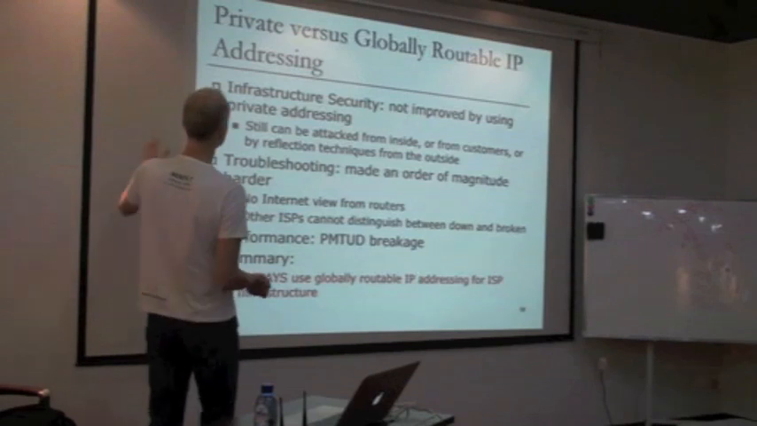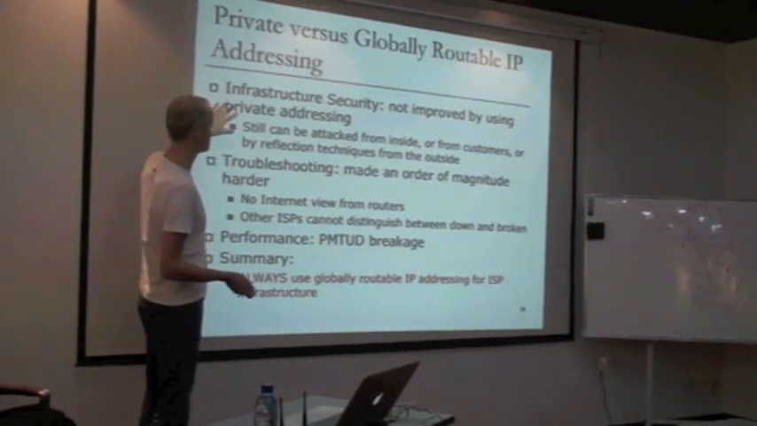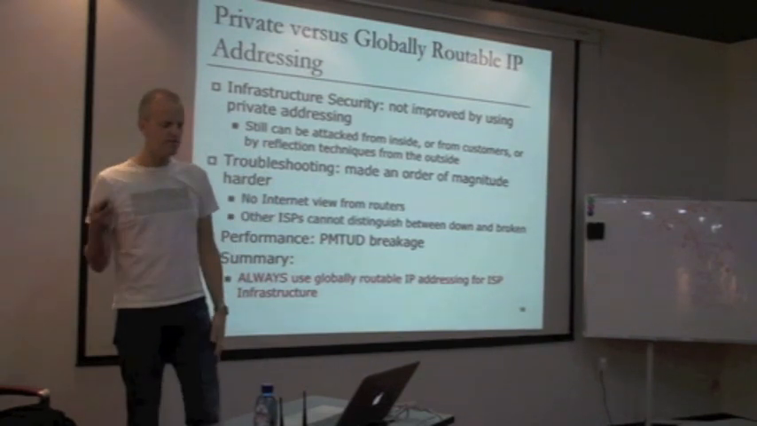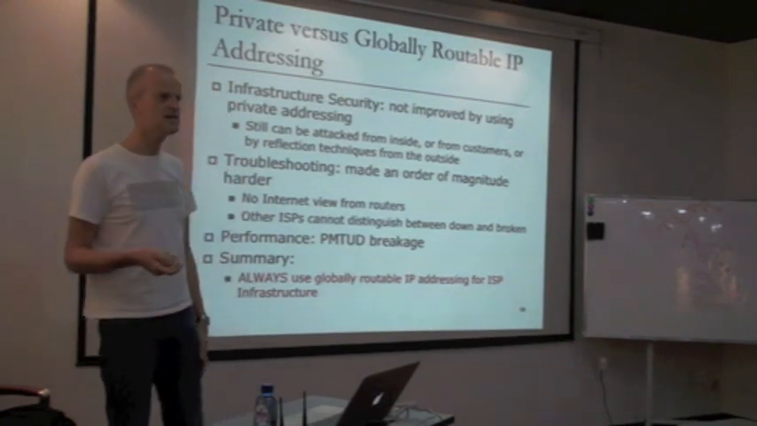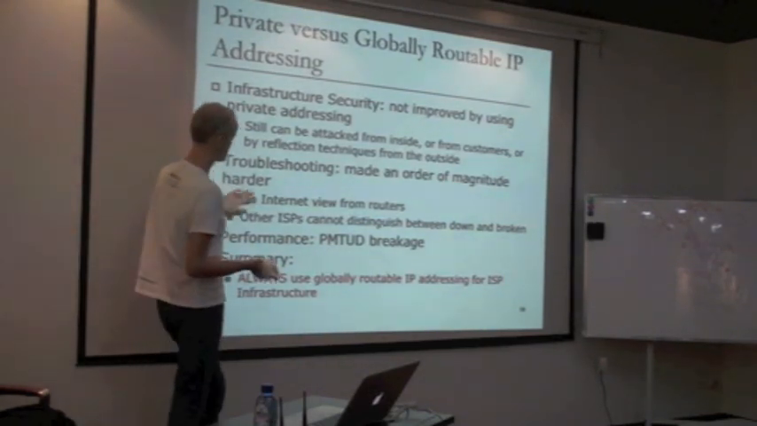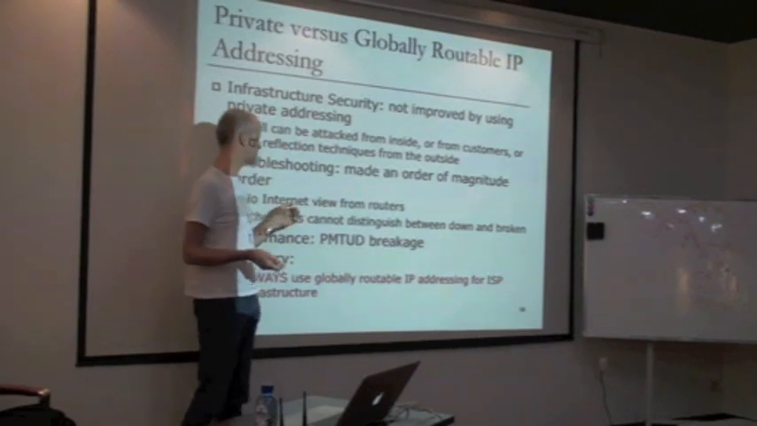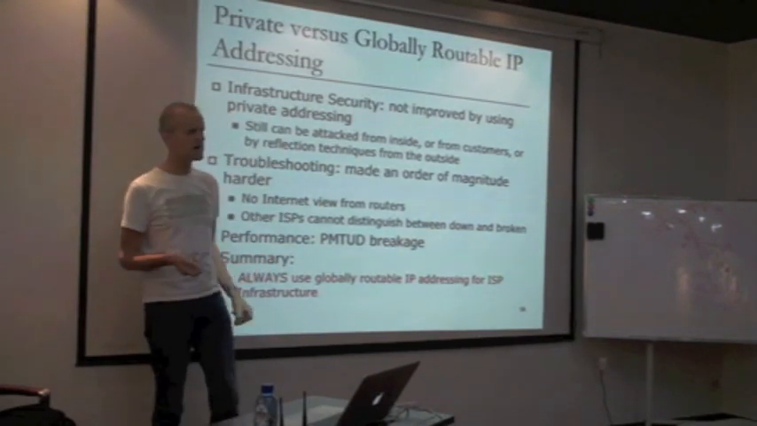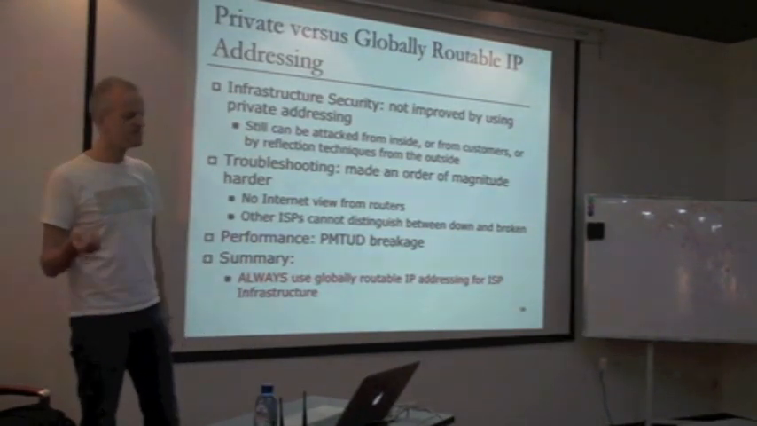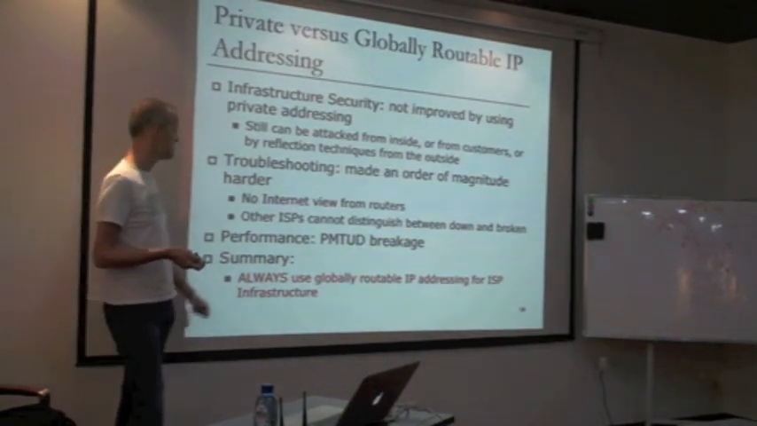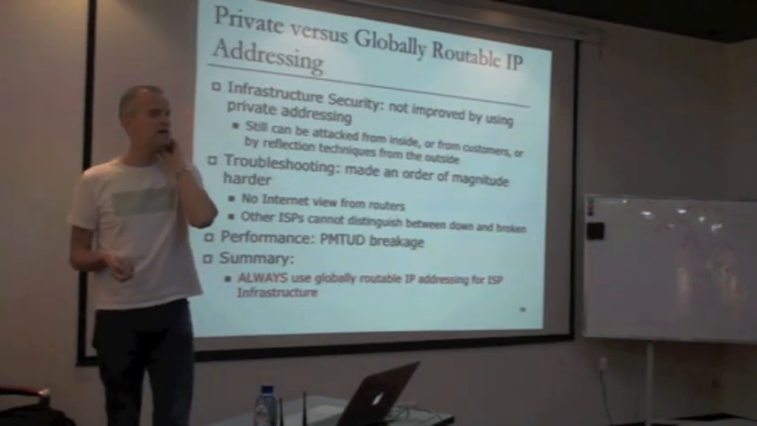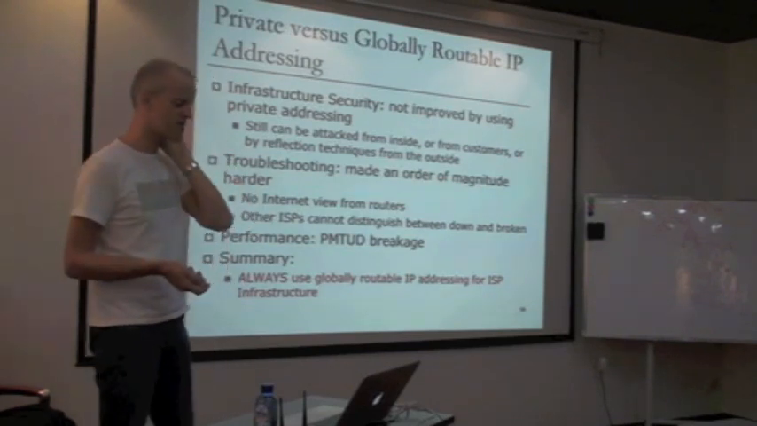So what else? Infrastructure security is not improved by using private addressing. You can still be attacked from inside or by your customers or by reflection techniques. It's very easy to attack through a NAT. It makes troubleshooting harder because you have no internet view from the routers. Other ISPs cannot distinguish between down and broken. Path MTU discovery can be broken as well. So the summary: always use global routable IP addressing for your infrastructure. That's very important for an ISP.